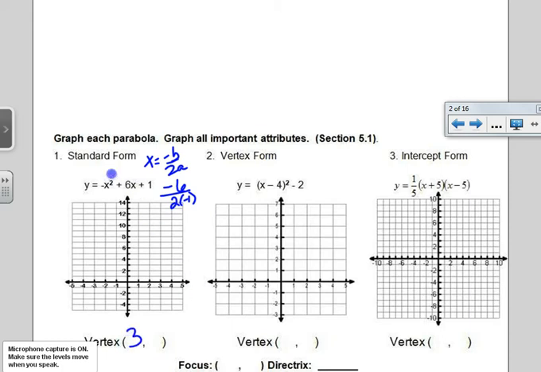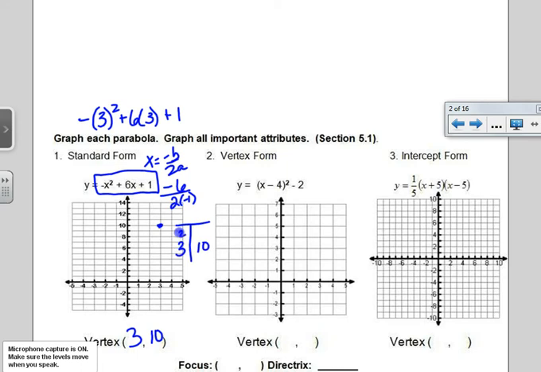Now to find the y value of that x value, you go back up to your formula and you plug in 3 for the x. Now remember, this negative coefficient is not being squared, so it's negative and then 3 squared plus 6 times 3 plus 1. So let's see, that is going to give me a 10. So at 3, 10, we have our vertex, and we need to come up with a few more points.